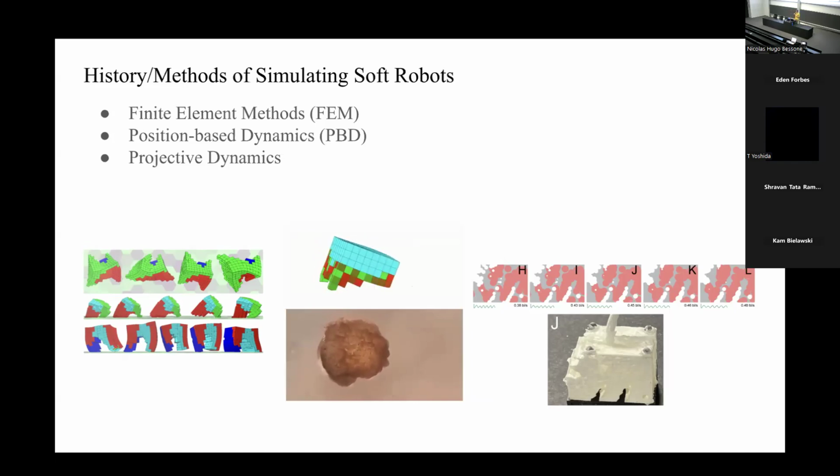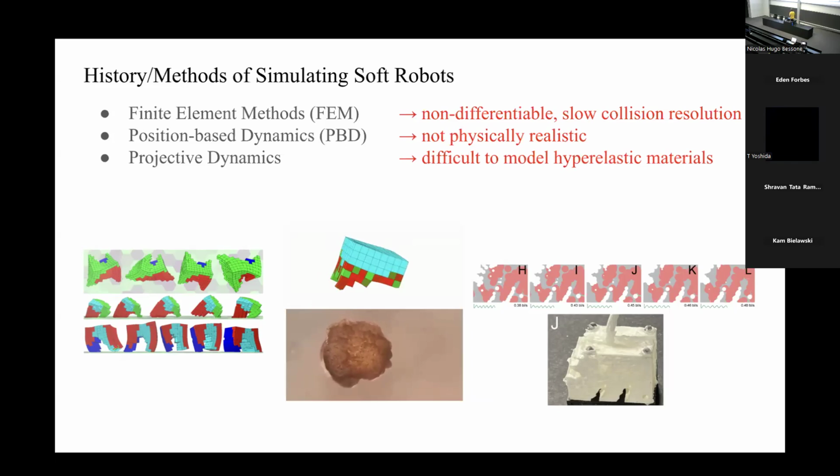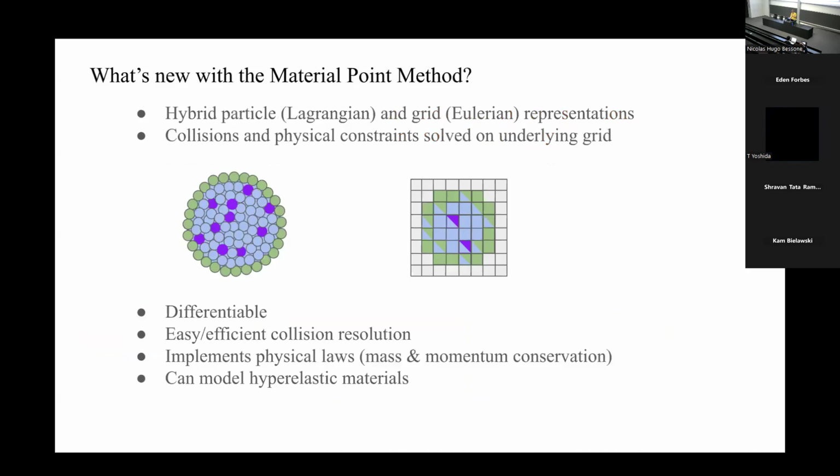And so then later on, there are particle-based methods like position-based dynamics and projective dynamics. But there are all these shortcomings of each of these methods. Finite element methods are non-differentiable and sometimes very slow. PBD is not physically realistic because it uses a predictive model to estimate system dynamics. And projective dynamics is hard to model hyperelastic materials, which a lot of soft robotics does.